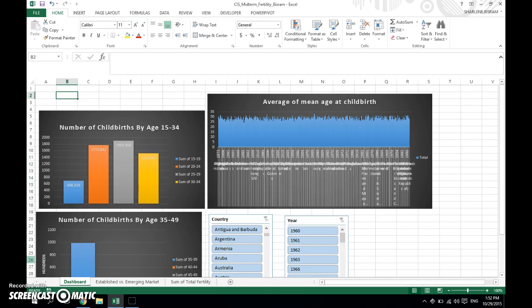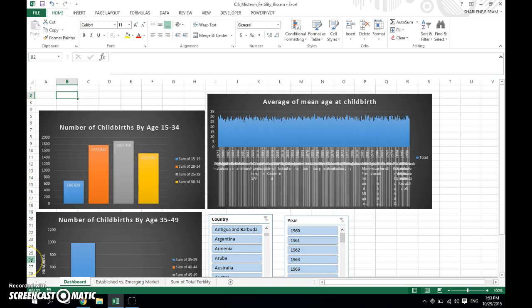So first I want to say that my midterm revolves around fertility rates around the world. I got my data from the United Nations Department of Economic and Social Affairs Population and Fertility Division. The title of my data is Age-Specific Fertility Rates and Total Fertility. The data itself provides us with total fertility and mean age of childbearing for every country in the world. The data actually segments childbirth within different age ranges.